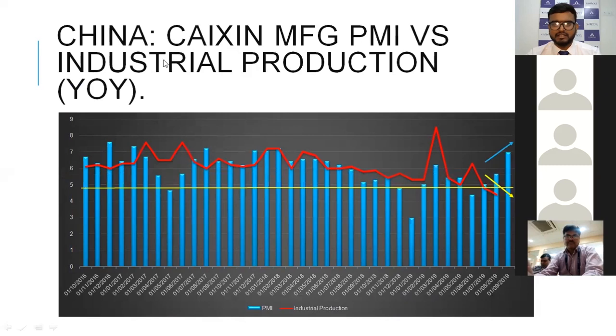When you see the China Caixin manufacturing PMI, it also started to fall, but it has just bounced back above 50. But I feel that this bounce back will stay for only a limited time, because the industrial production growth number is coming down very quickly. We are seeing only 4.8% industrial production growth, which is the lowest in the recent 9 to 10 years.